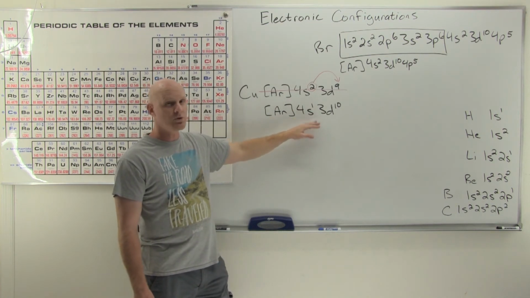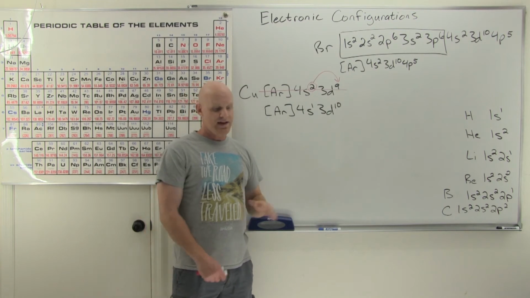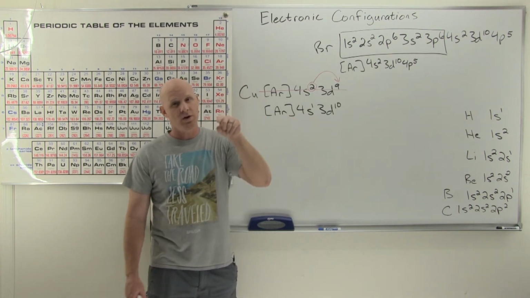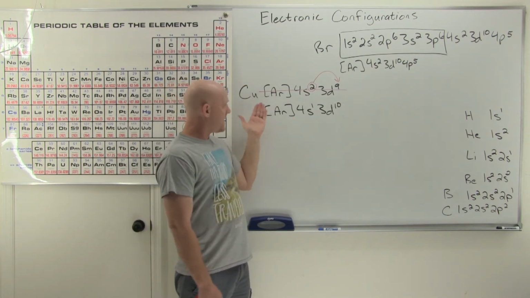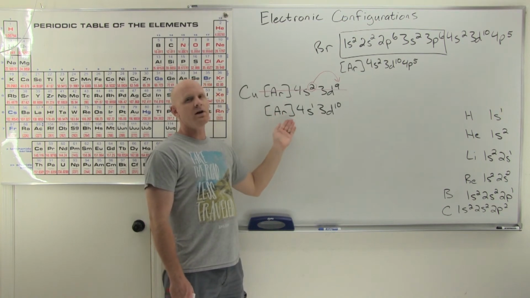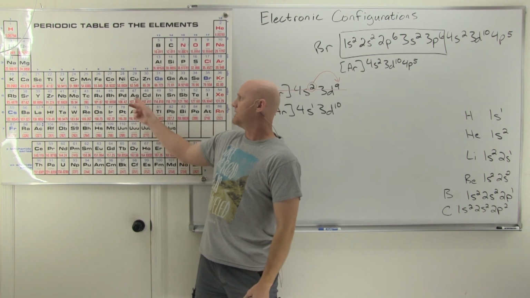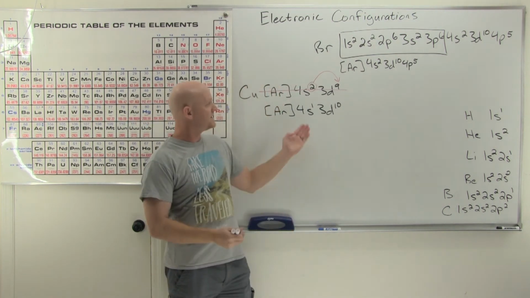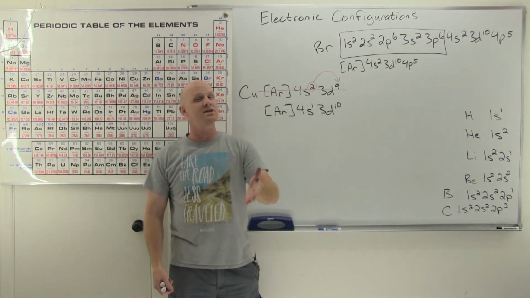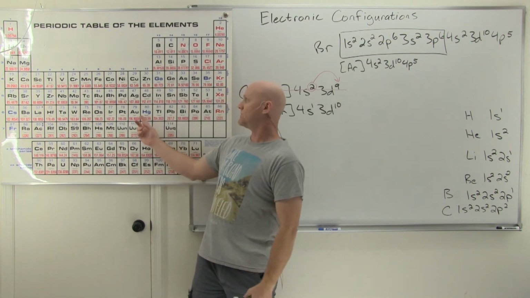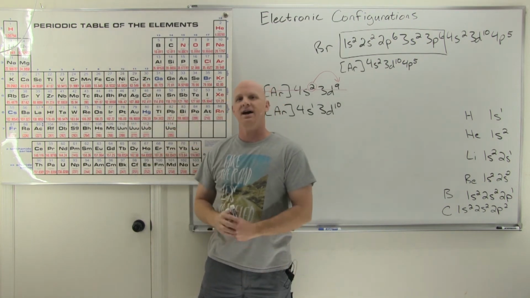Following the normal rules of the Aufbau principle and Hund's rule is not going to lead you here. It's one you need to memorize. So copper's ground state electron configuration is argon 4s1 3d10. And it turns out silver and gold do the same thing. Silver, instead of ending with 4s1 3d10, would end with 5s1 4d10. And gold, same thing, one row further down.